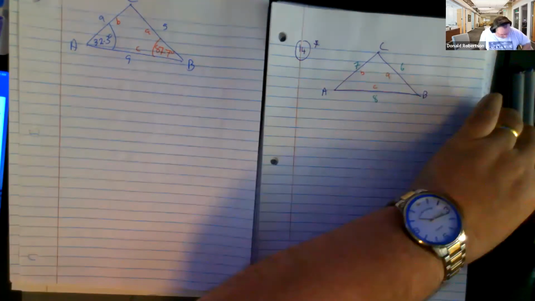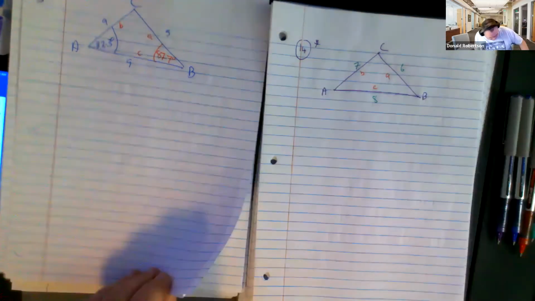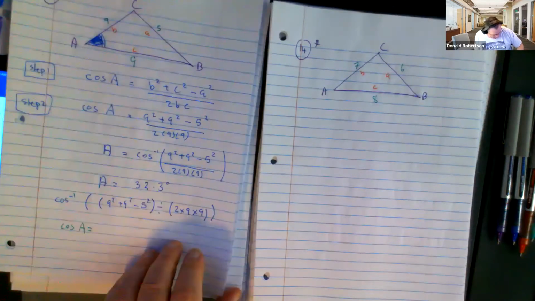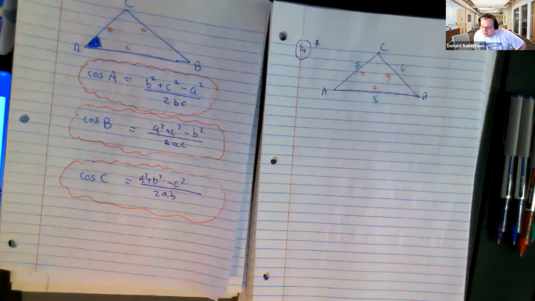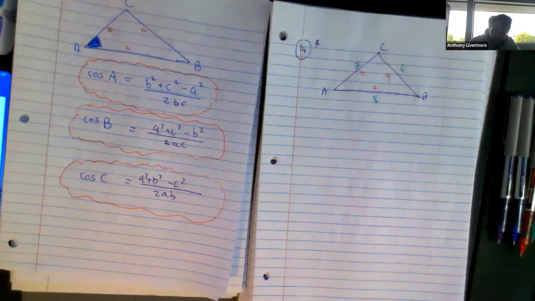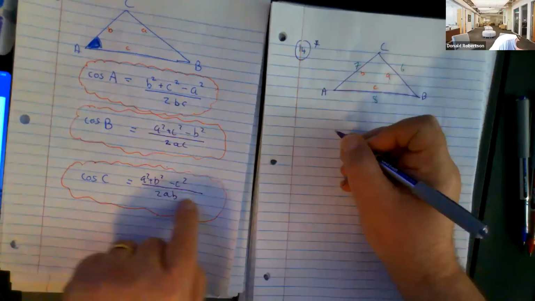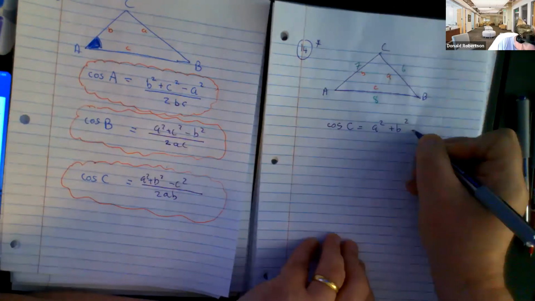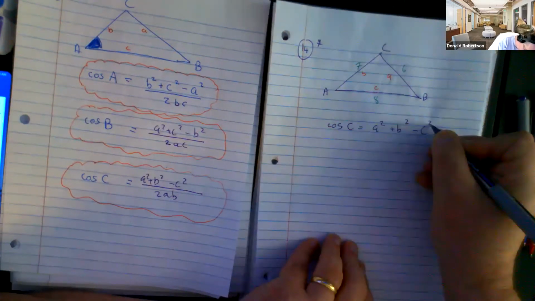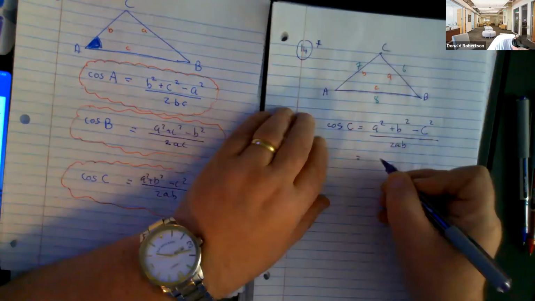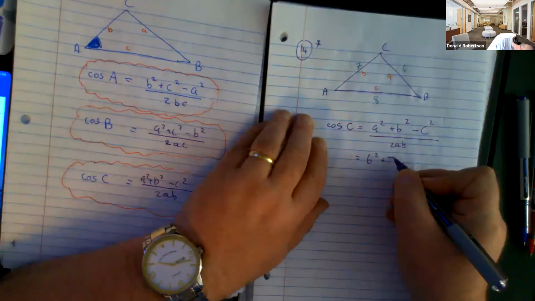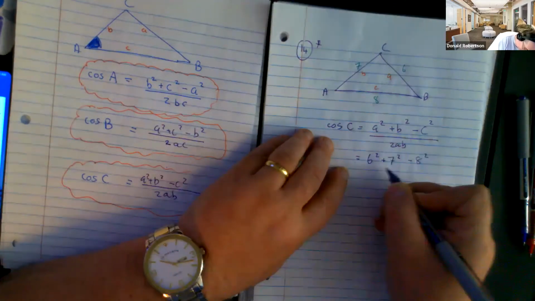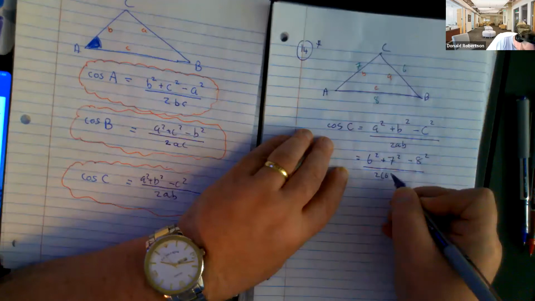Which one do you want me to get? I don't need to get A this time. So what one do you want me to get? Oh, how hard a question is that? You can't be wrong. Which one do you want? Angle C. Okay. So that means I'm going to use this one. The cosine of C is a squared plus b squared, take away little c squared, all over 2ab. And this is going to be 6 squared plus 7 squared, take away 8 squared, over 2 times 6 times 7.